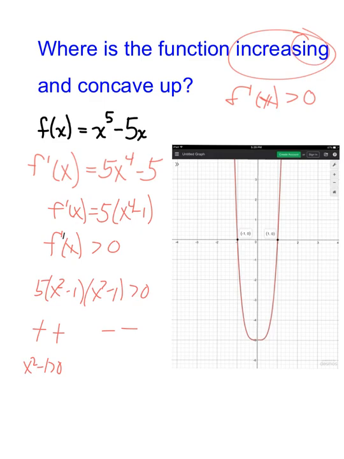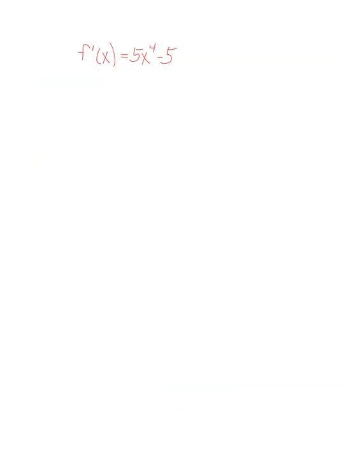We can see that our derivative is positive when it's above the x-axis. So we would say that it is increasing on the interval from negative infinity to 1, sorry, negative 1. And then again from 1 to infinity. To address when it's concave up, we have to find the second derivative. And it's concave up when our second derivative will be greater than 0.